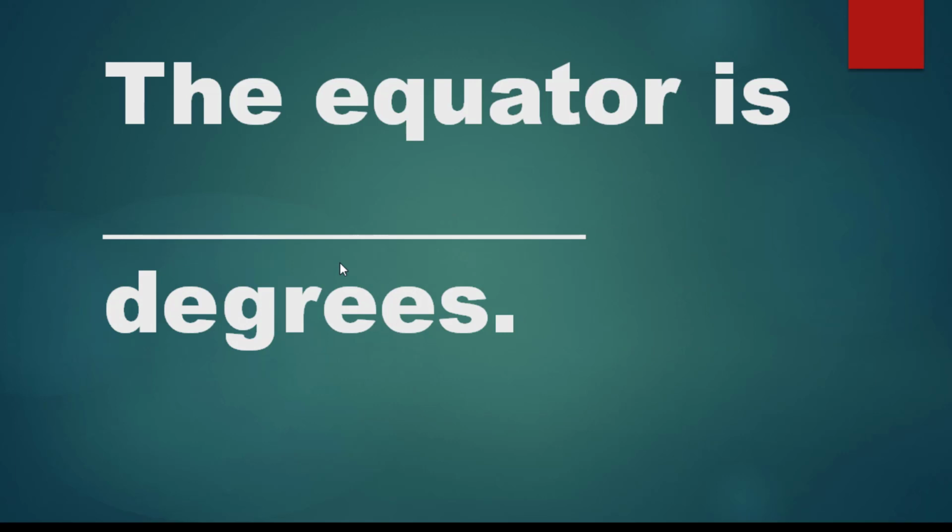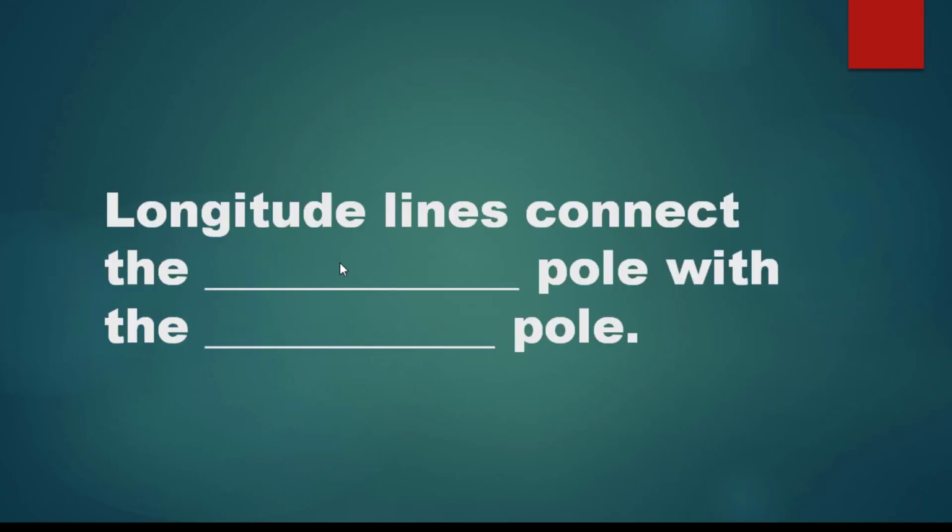The equator is dash degrees. This is very easy, I suppose. 0 degree. Longitude lines connect the dash pole with the dash pole. Hint comes out from the pole because there are two poles, right? So it is the north and south pole.